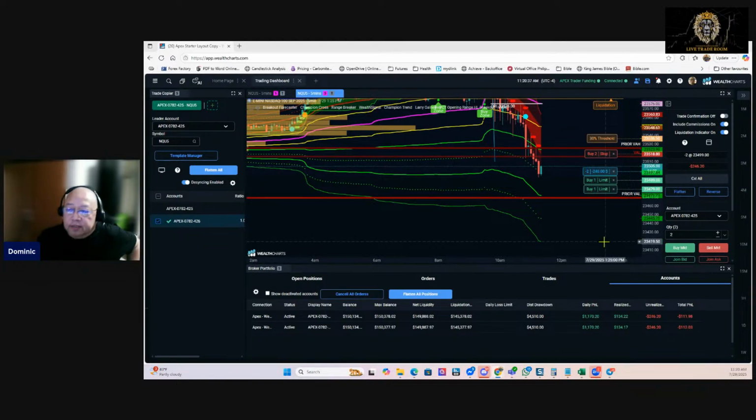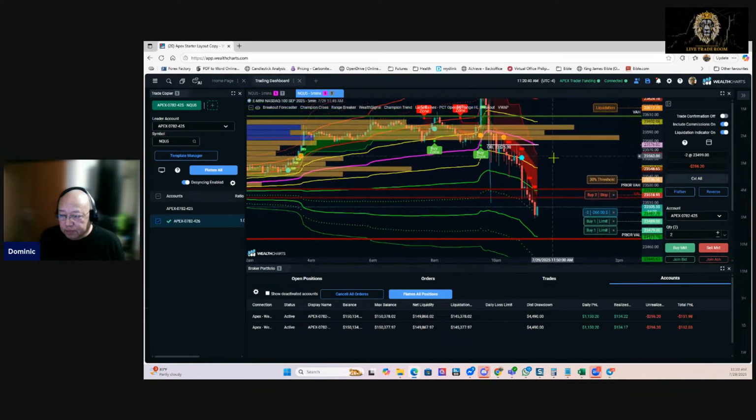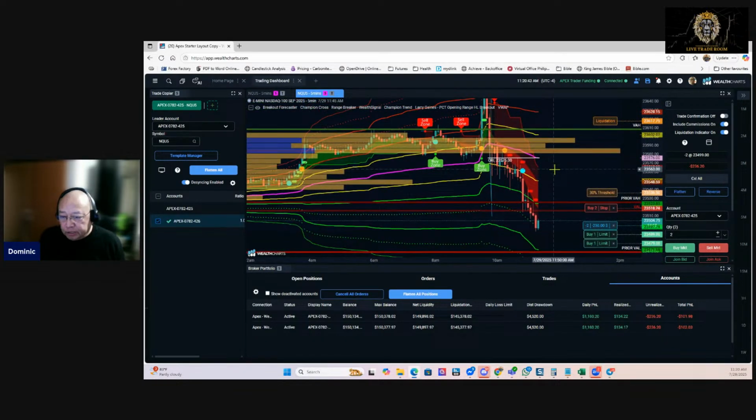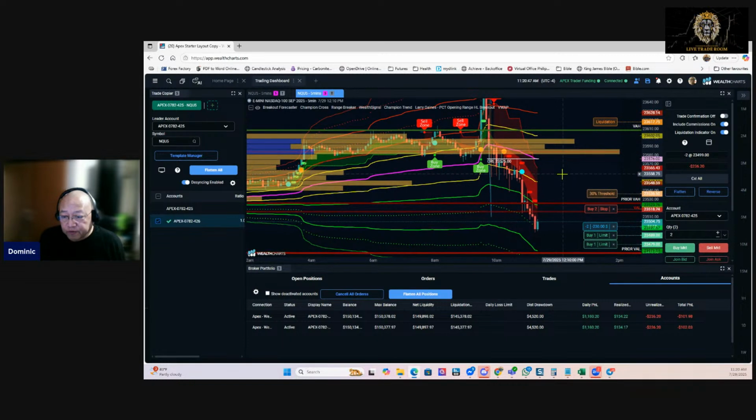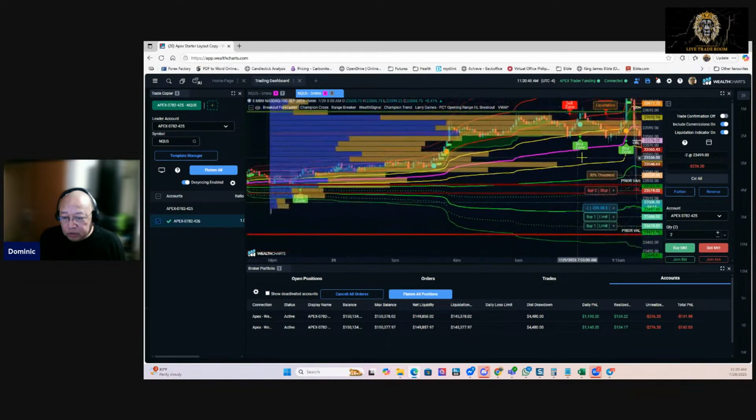This is what we call Wealth Charts. The strategy that I trade is basically the VWAP, as well as volume profile. So you can see where we are here with a low node right there.